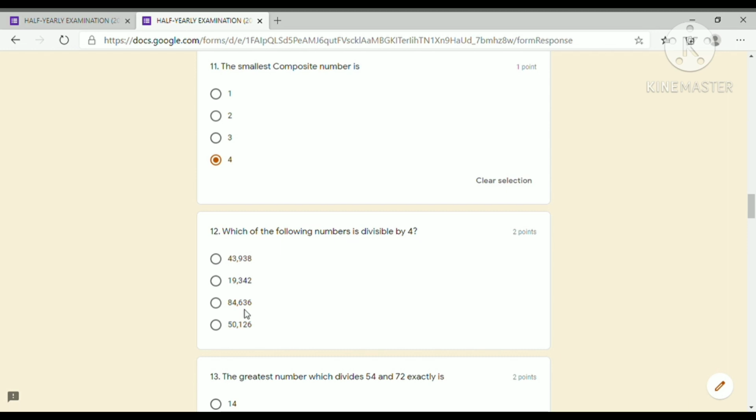84,636. What are the last two digits? The last two digits are 36. Since 36 is divisible by 4, this number is divisible by 4.